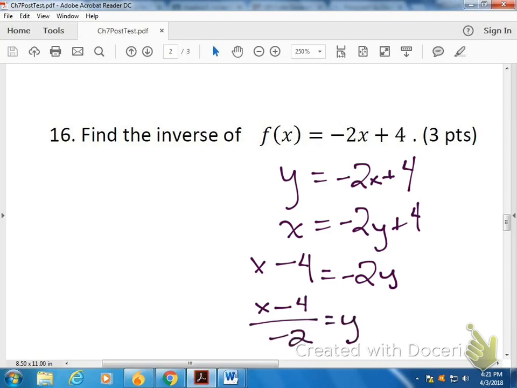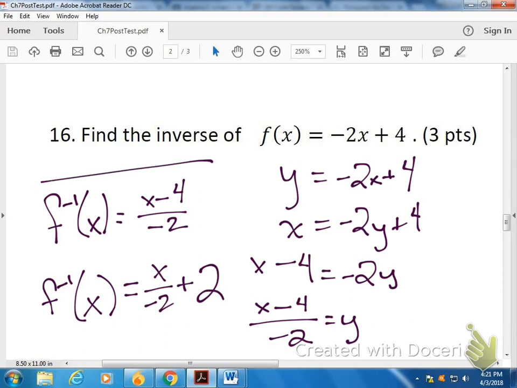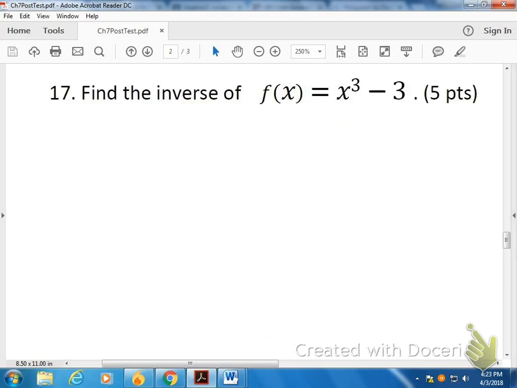But we don't leave it as y equals. We use the notation for f inverse. So this becomes f inverse equals x minus 4 divided by negative 2. If you wanted to change that to where you took the x divided by negative 2 and so on, it could look like this. So these are the two options. I would have stopped there.